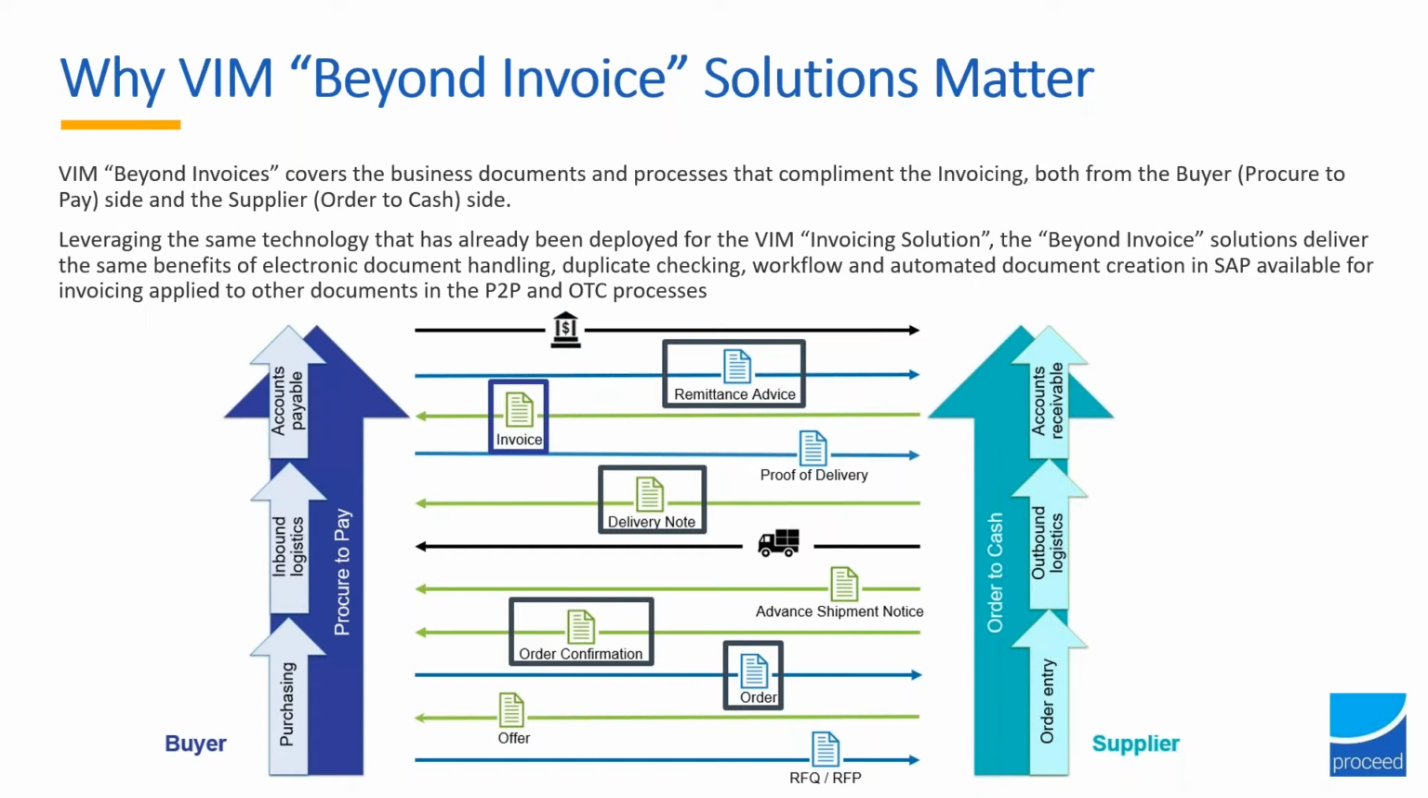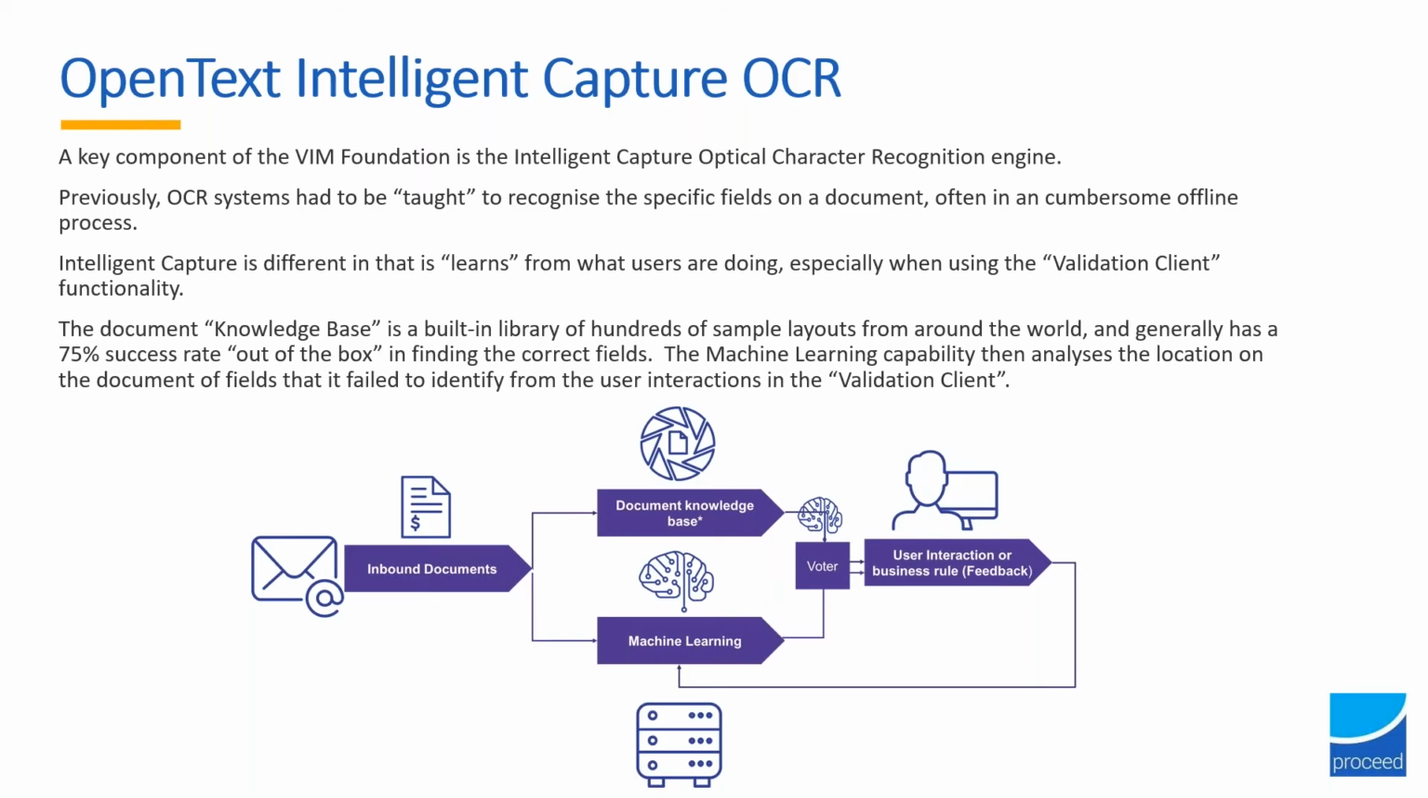Okay, and you can just see here on this little graphic, as the business processes go up, the highlighted documents are what we have out of the box and is available to you out of the box. Again, if you have Vim and these so-called Beyond Invoice solutions. So I don't know if you're all familiar with Intelligent Capture, the current generation of OCR products from OpenText.